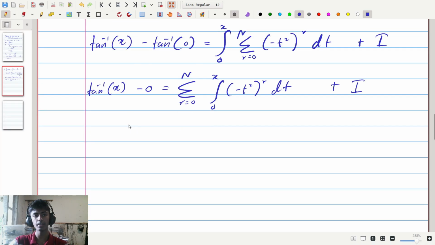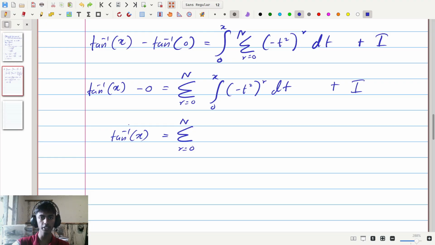On the left hand side, tan inverse x minus 0 is just tan inverse x, so we have what we wanted. We have the tan inverse on the left side, and now all we have to do is simplify the right side. On the right side what we have is the sum from r equals 0 up to n of each of these integrals all evaluated and then summed together. So then, what is this going to be?